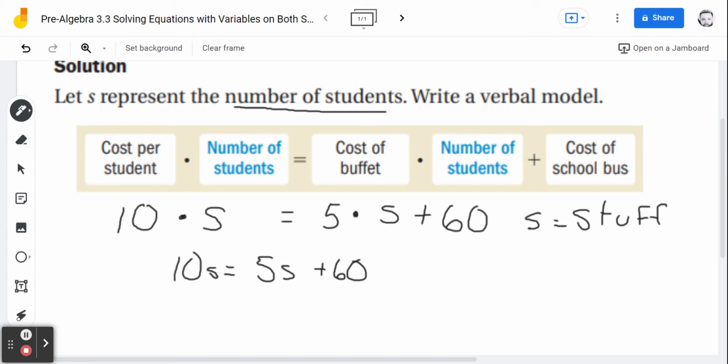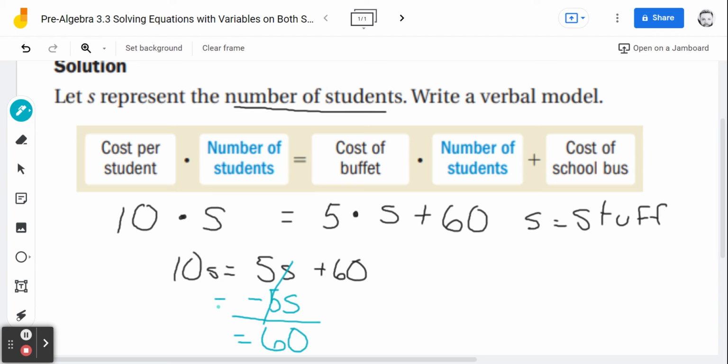So we're going to do something new today that you haven't seen before. I want to move that positive 5S to the other side of the equal sign. How do I do that? Well, if it's a positive 5S, I'm going to subtract it. Remember, Mr. Adams has always been explaining everything in every little detail. If I want to make this 5S go away, I can subtract 5S from this. When I do that, that gives me 0. 0 plus 60 is 60, right?